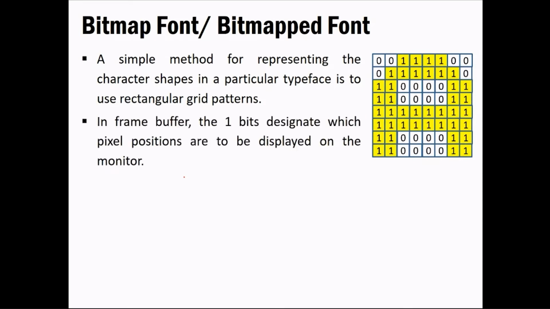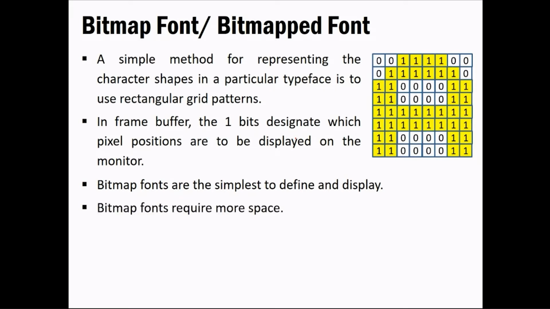So what it says is, in frame buffers, the bit one designates which pixels are to be displayed on the monitor. So obviously, if you encounter the value one, that pixel is to be displayed, and if you have 0, then it is not to be illuminated. Bitmap fonts are the simplest to define and display; you probably studied this in school too.